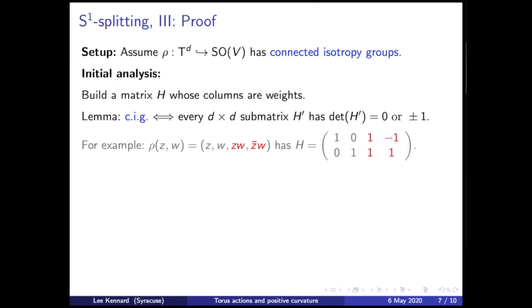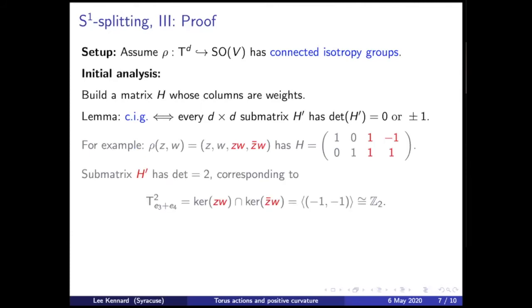All right, to give you an example to illustrate what I'm talking about, here's a T2 representation, and I've built this weight matrix. So it has 2 rows because there are two variables, Z and W. And you can see I'm just taking the integer powers. For example, this is Z to the -1, W to the 1. That's that entry, that column. And this submatrix I've highlighted in red clearly has determinant 2.